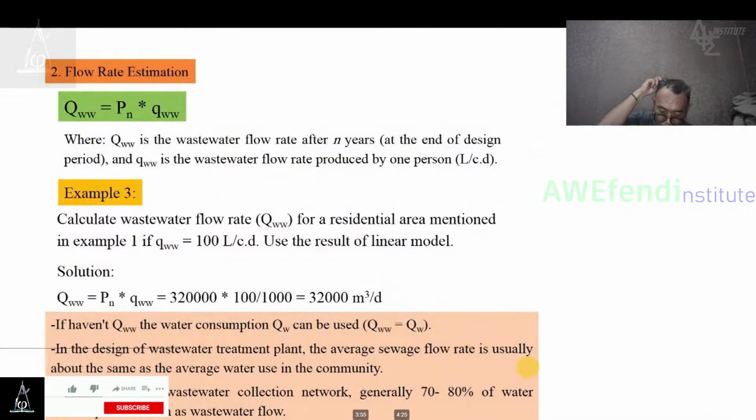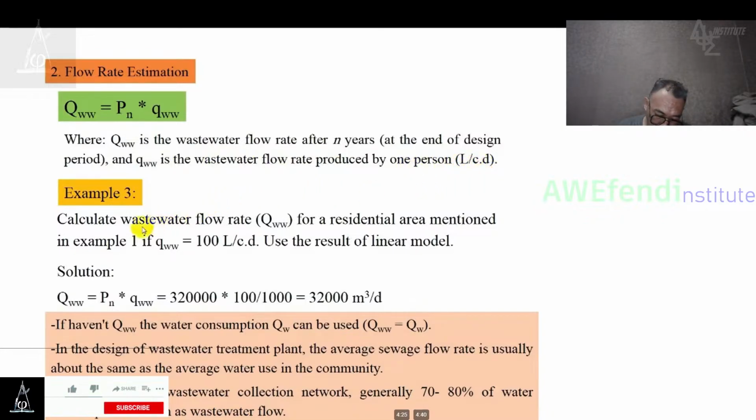Flow rate estimation. Here we have to say the population forecasting is not the purpose itself, but the purpose is calculation of flow rate. So Q wastewater equals Pn, this is the future population, times q wastewater, where Q capital wastewater is the wastewater flow rate after n years at the end of the design period. And q small wastewater is the wastewater flow rate produced by one person, liter per capita per day.